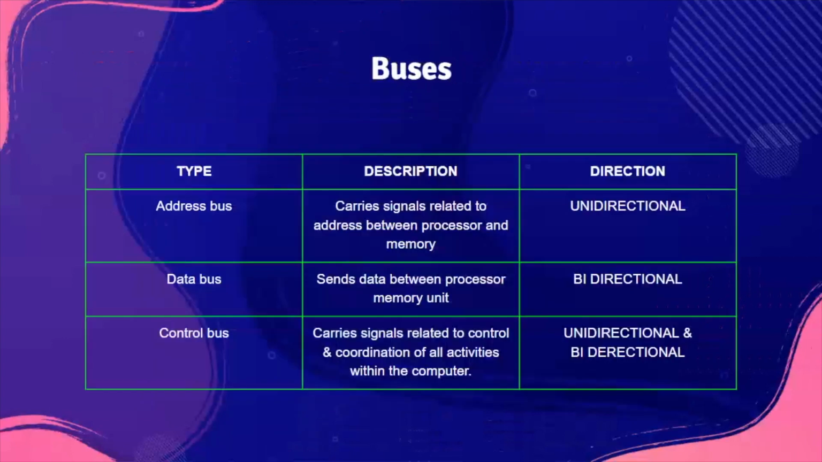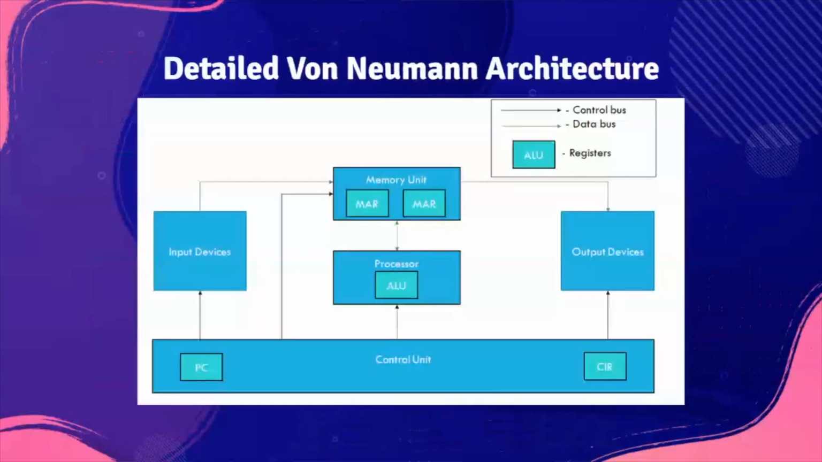Buses. Address bus carries signals related to address between processor and memory. This is unidirectional. Data bus sends data between processor and memory unit. This is bidirectional. Control bus carries signals related to control and coordination of all activities within the computer. This is both unidirectional and bidirectional.